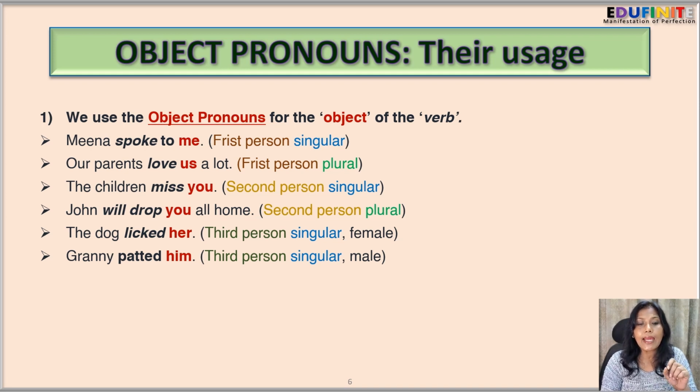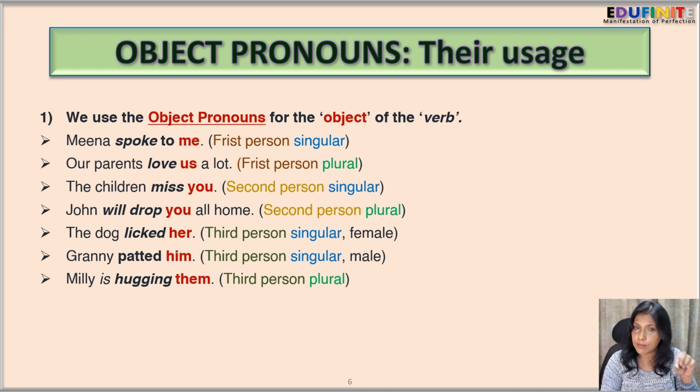Next, Millie is hugging them. Now them is third person plural. Over here, how do we understand that them is the object? Now the subject is Millie and the action verb is hugging. So whom is Millie hugging? Them. So them is the object pronoun.